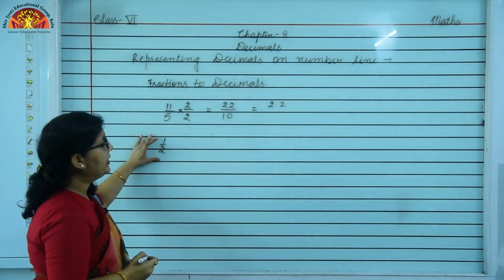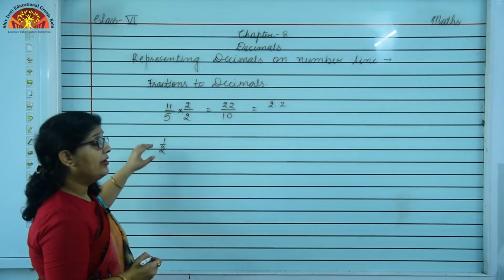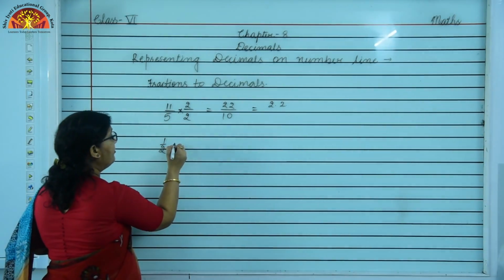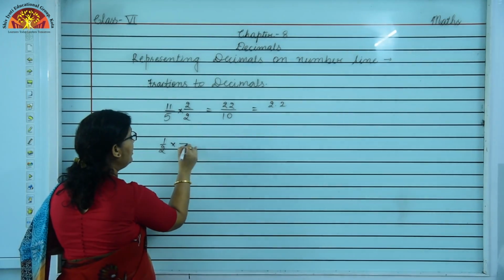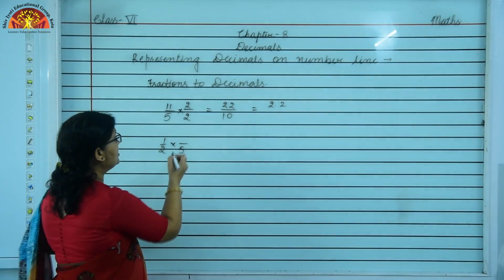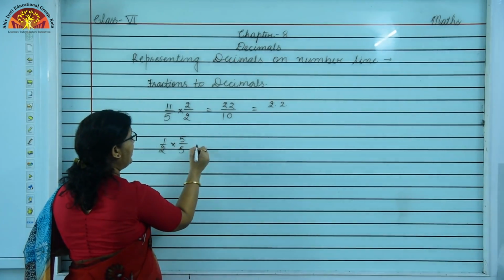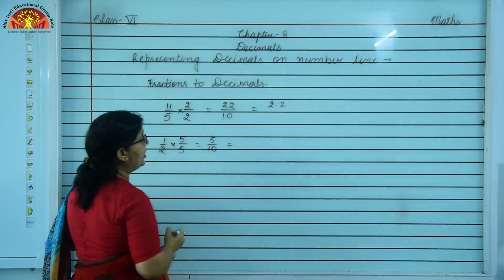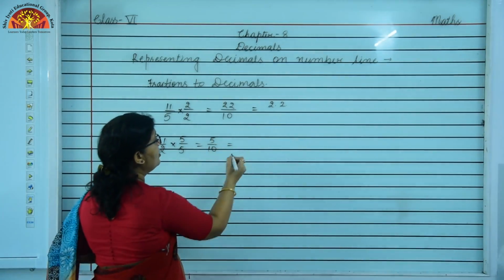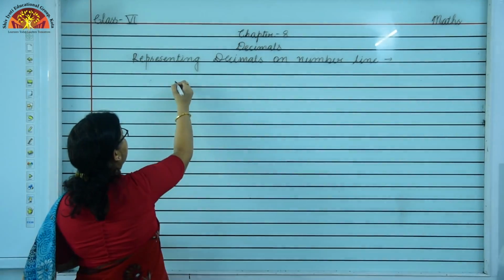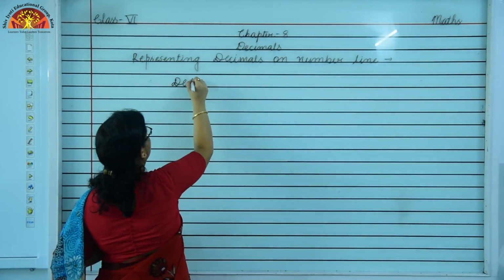Now students, suppose we have 1 upon 2. How do we convert it into decimal? Again we need 10 in the denominator. By multiplying 2 by 5 in the denominator, it becomes 10. So we also multiply the numerator by 5, and it equals 5 by 10. So what is the decimal number now? 0.5.